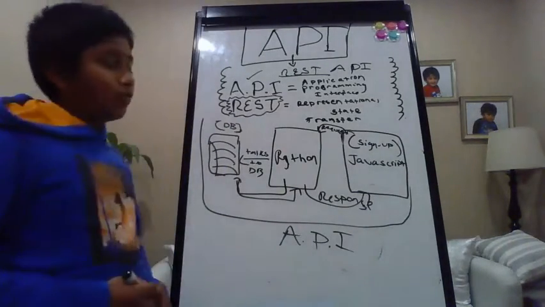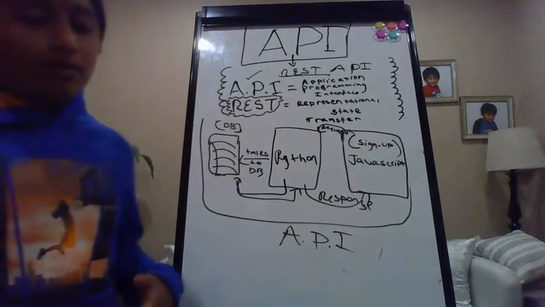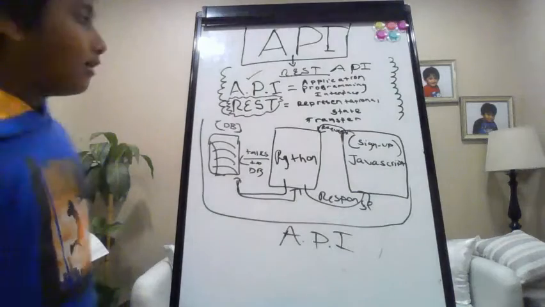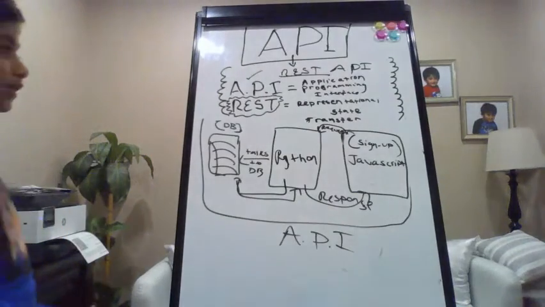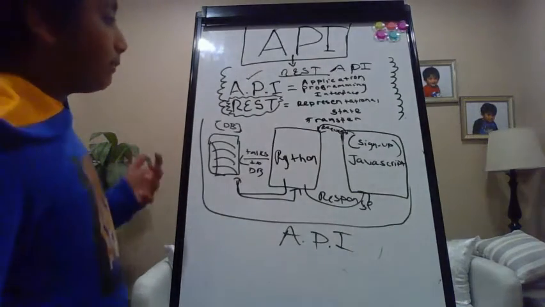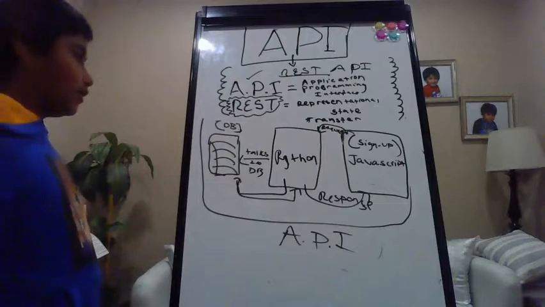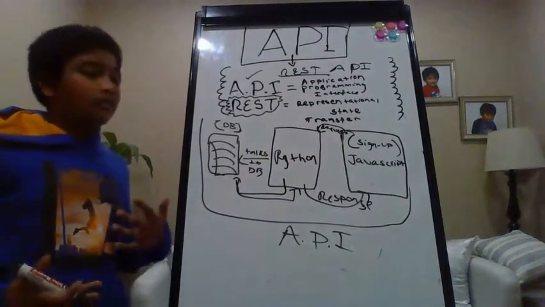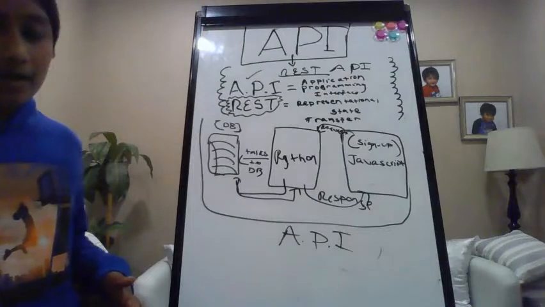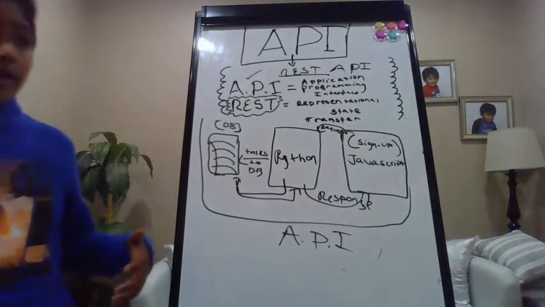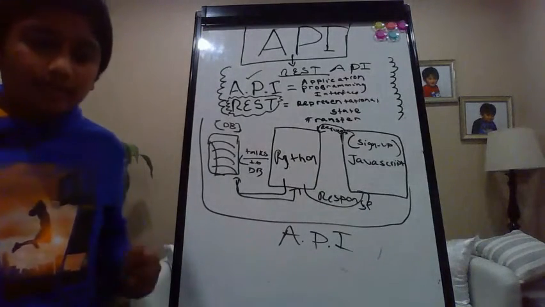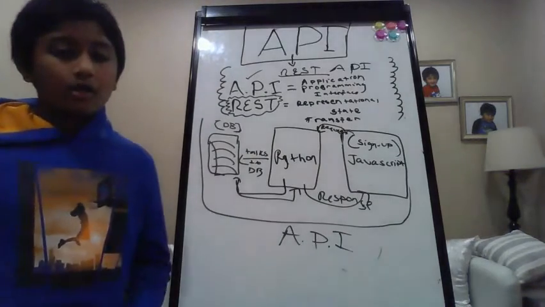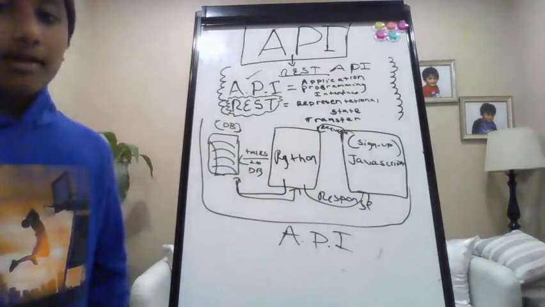So I hope you guys understand what the means of communication are. It's just how you're communicating. So you can kind of see where representational state transfer is coming into the picture. There are four main means of communication: get, post, put, and delete.